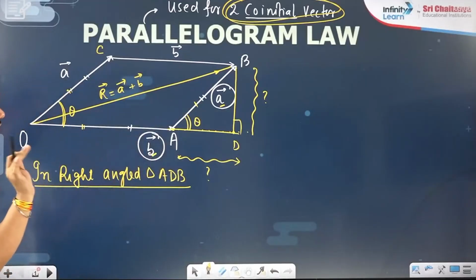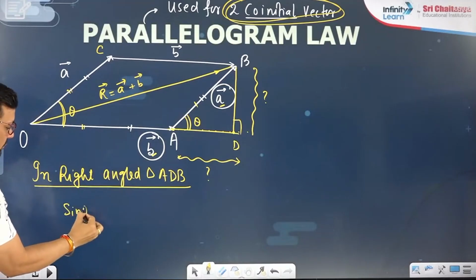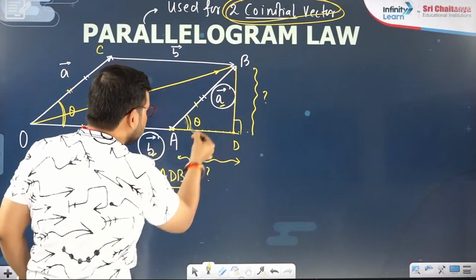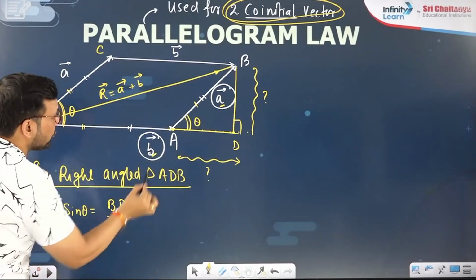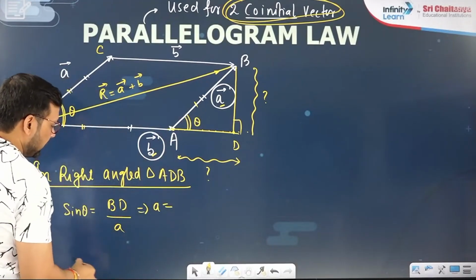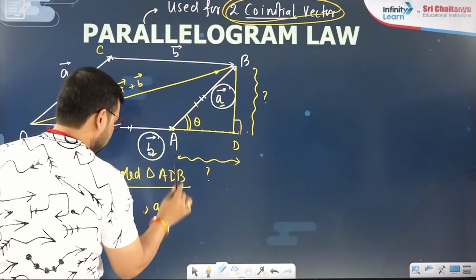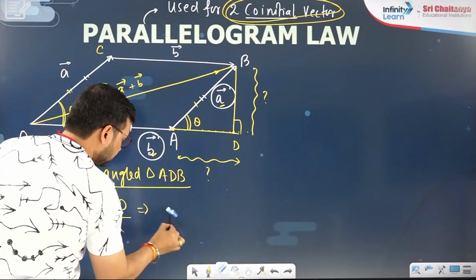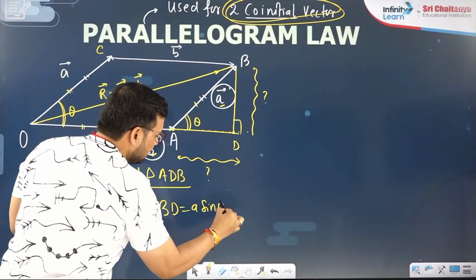You must be knowing sine theta, cos theta in a right angle triangle. If I am writing sine theta, that is perpendicular upon hypotenuse. Perpendicular is BD, hypotenuse is BA, which is the vector A. So sine theta is BD upon A. We are calculating the BD value. BD is equal to A sine theta, right?